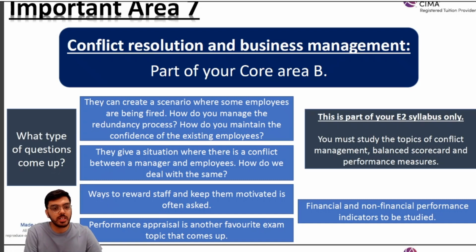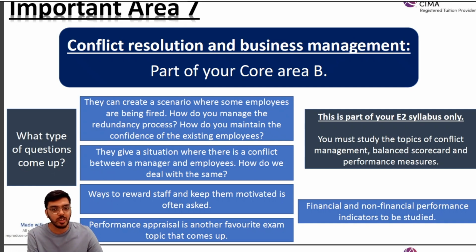Another favorite exam area which is tested, topic number 7, is conflict resolution and business management. So how can you manage the business in a way where conflict, if of any kind, arises in your business, how can you resolve the same? How can you manage the same? This is part of your core area B. So how and what type of questions come up? How do they ask this?